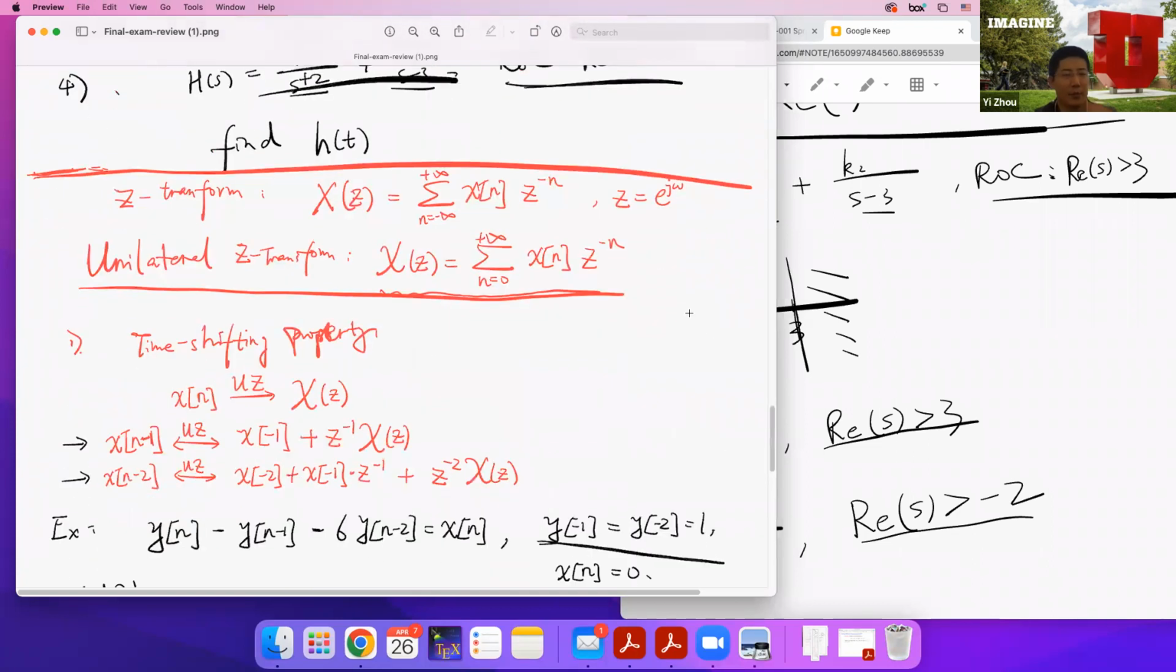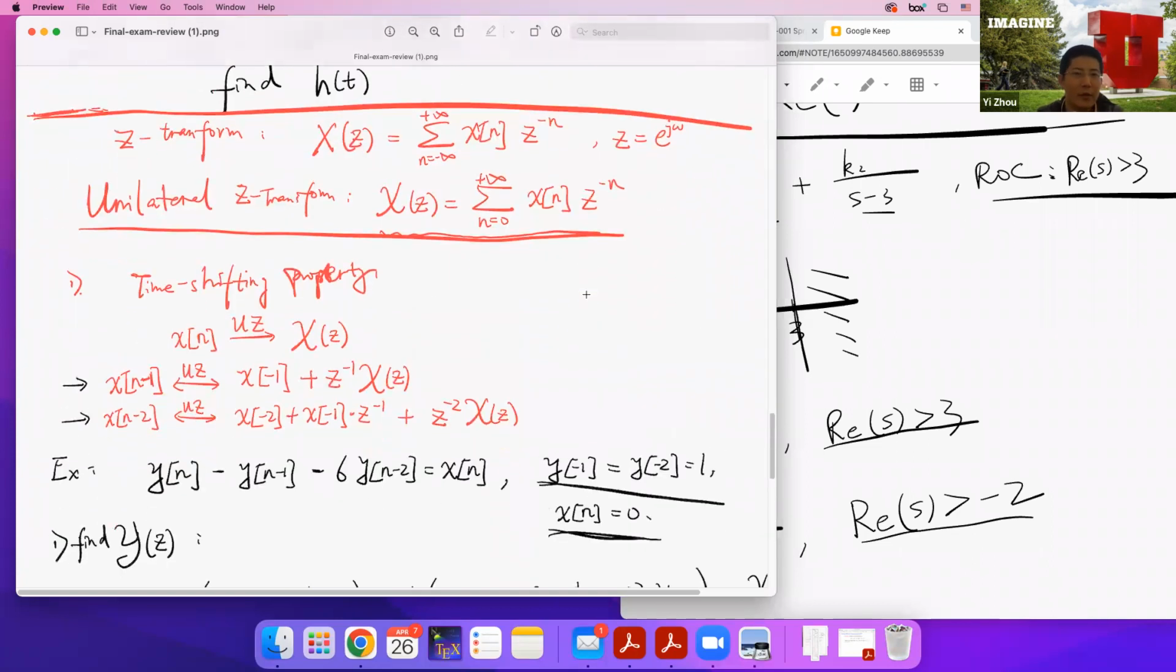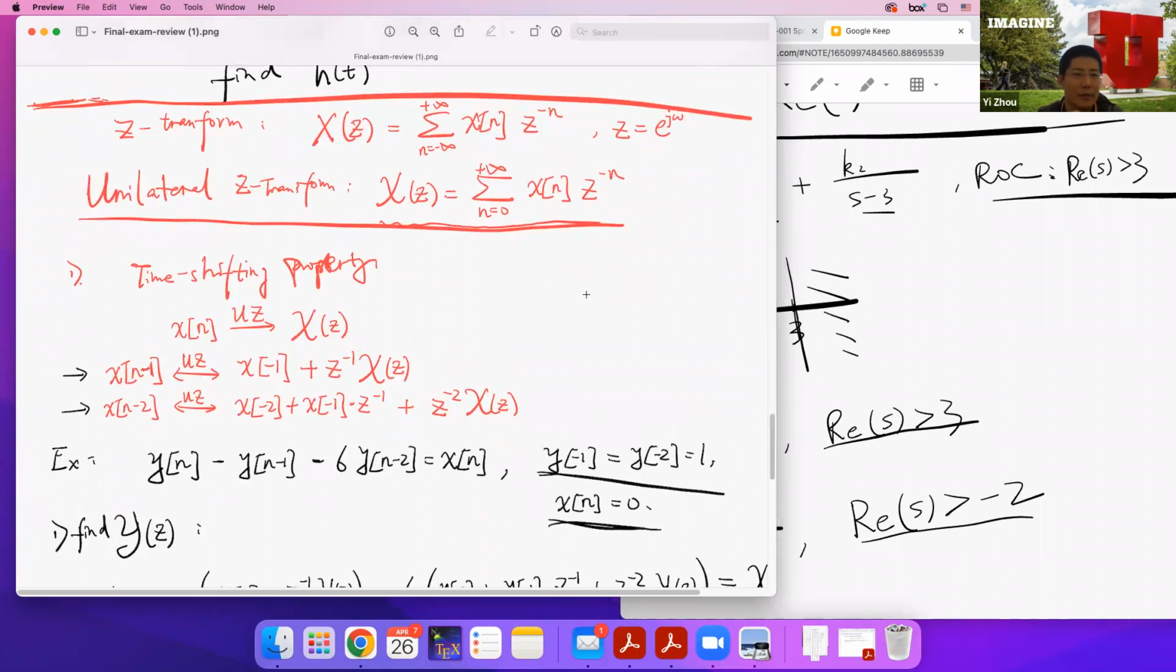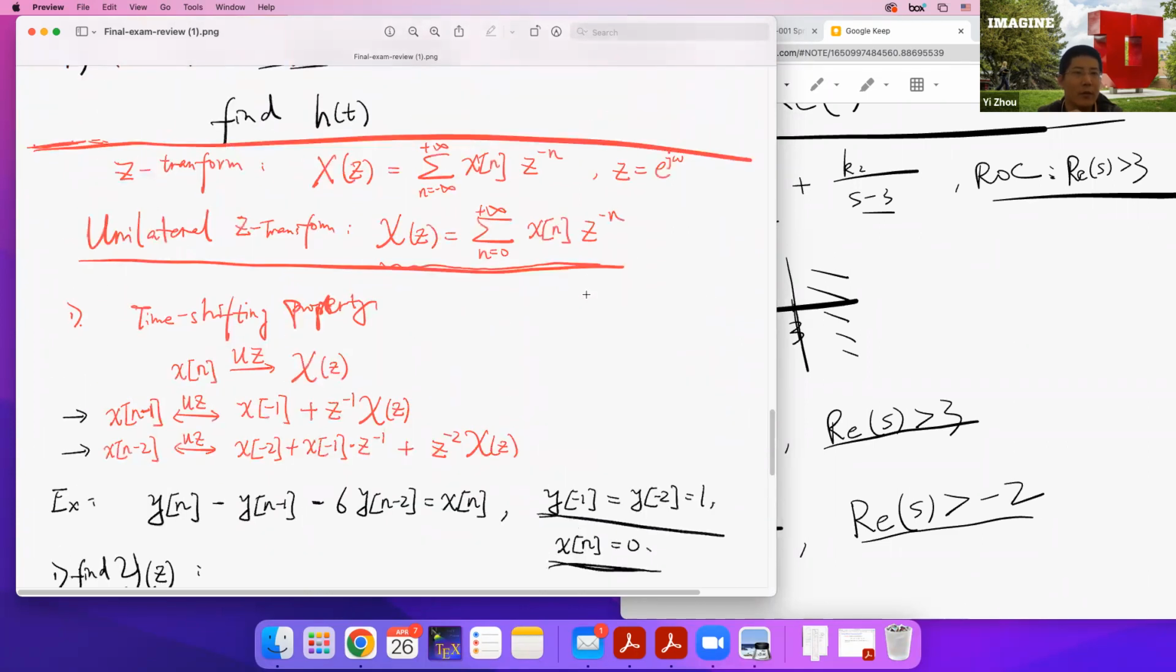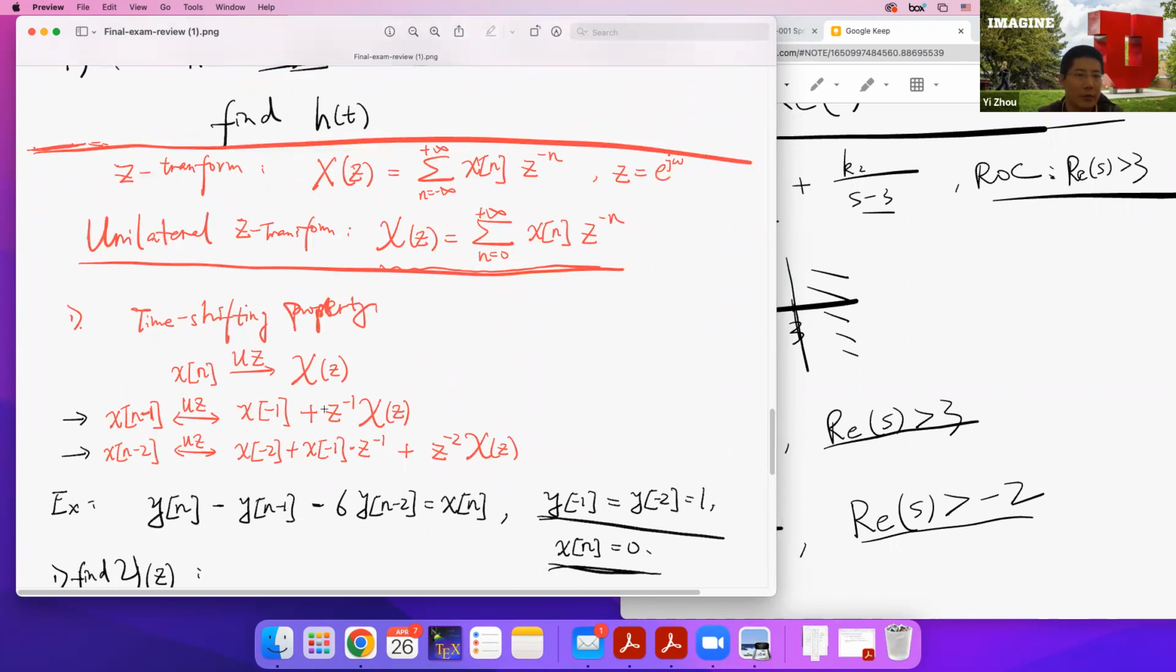And the last example is very similar to the, oh, okay. So the last part is about the Z transform. And here's the original definition of the Z transform. And in addition to the Z transform, we also define the unilateral Z transform, which is starting from 0 to infinity.